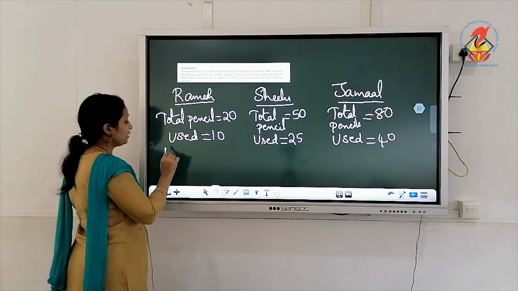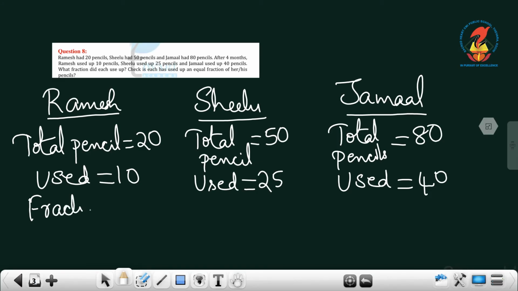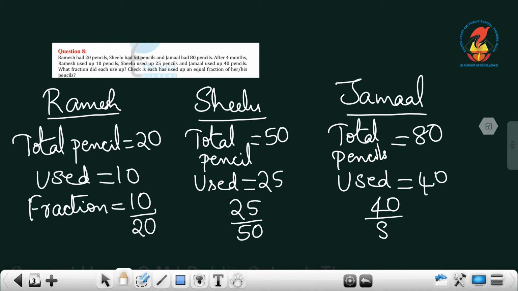First we have to write the fraction. What is the fraction of pencils he used? 10 by the total number 20. Okay. What is the fraction of Sheelu? 25 by 50. Now what is the fraction of Jamal? 40 pencils he used and there are 80 pencils in total. So we write the fraction of each person.